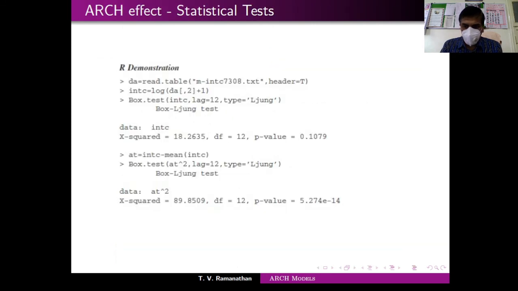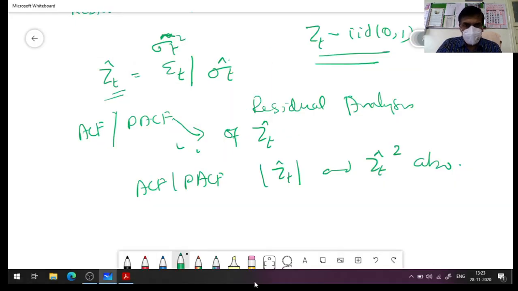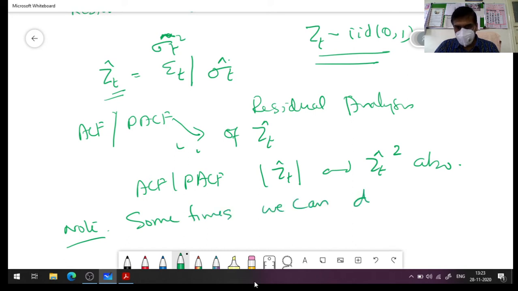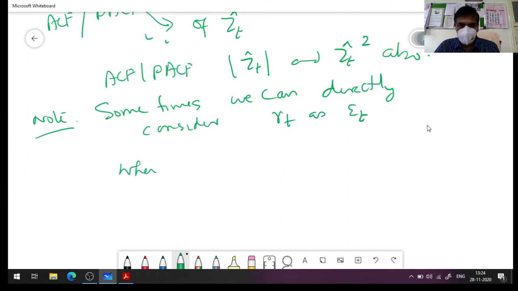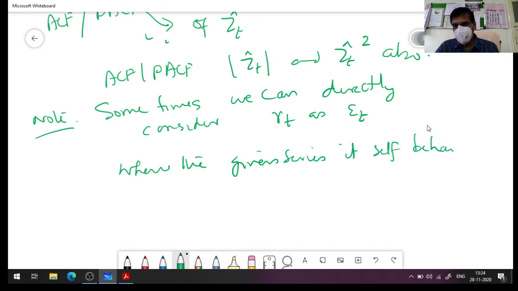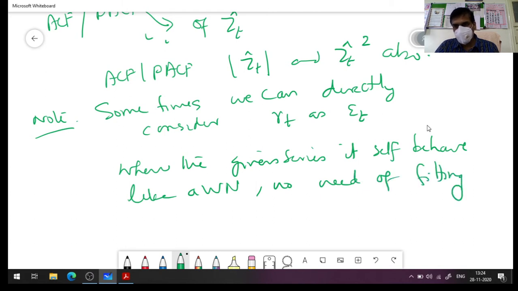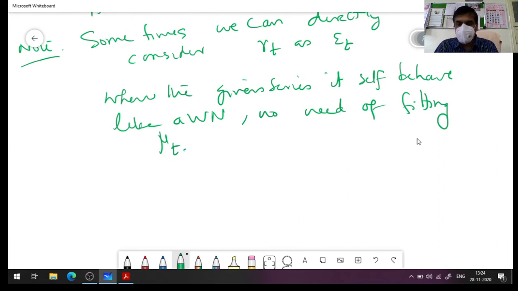Now if you look at the ACF, I just want to tell you one more thing. Sometimes, in this fitting, we can directly consider rt as epsilon t, when the given series itself behaves like white noise, so there is no need of fitting mu t. The given series itself you can take as epsilon t. But otherwise, if this is not the case, you may have to do AR, MA, ARMA, etc. for the mean, and then the mean has to be estimated and subtracted, right? So that depends on the data.